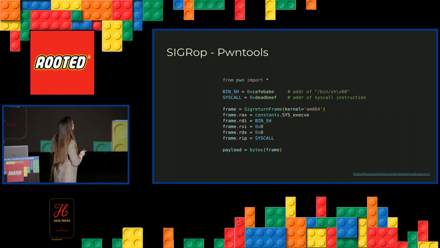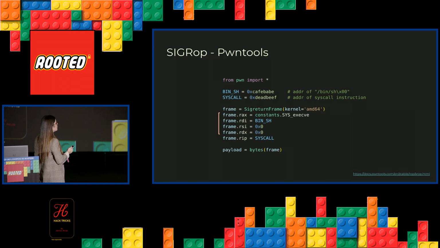Here in the first 2 rows, we are just faking that we have the address of a /bin/sh string. It's just for making you see how you can use it. We are also faking that we have a syscall instruction at that address. They are just dummy addresses. Then we call the SigreturnFrame function from pwntools, where we just need to specify which architecture we want to work on, and it will return us a structure. And we can very easily set all the registers just using the fields of the structure, and we can then set all of them exactly as we've seen before.